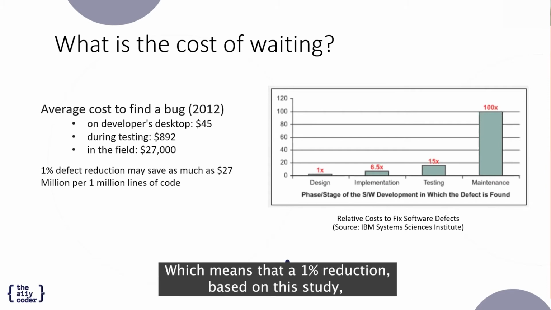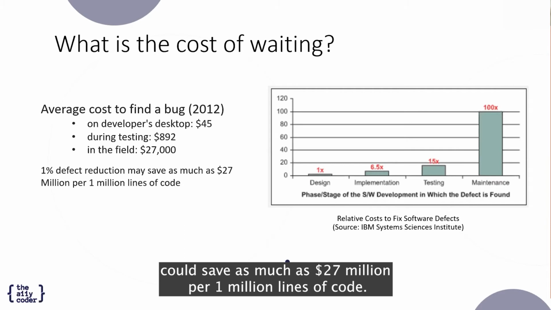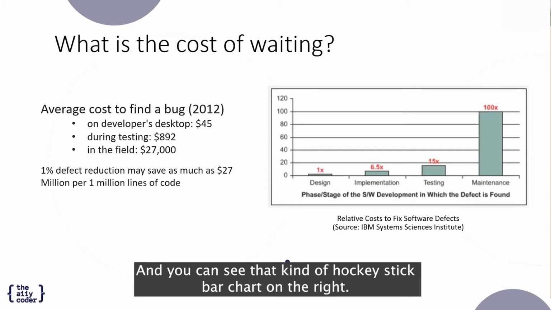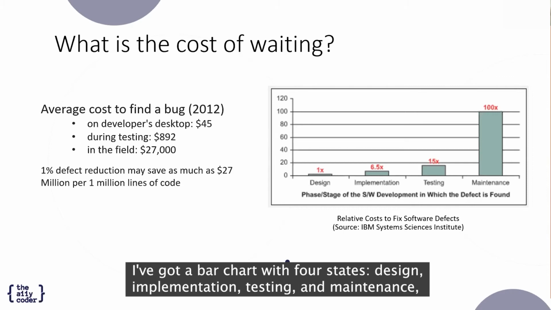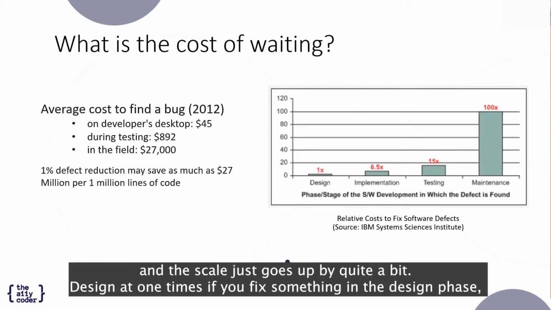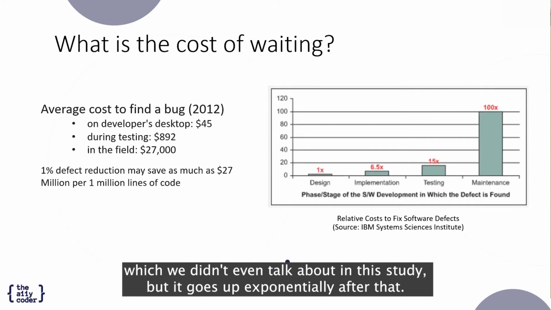Which means that a 1% reduction based on the study could save as much as $27 million per 1 million lines of code. And you can see that hockey stick bar chart on the right. I've got a bar chart with 4 stages: design, implementation, testing, and maintenance. And the scale just goes up by quite a bit. Design is at 1 times if you fix something in the design phase, which we didn't even talk about in the study, but it goes up exponentially after that.